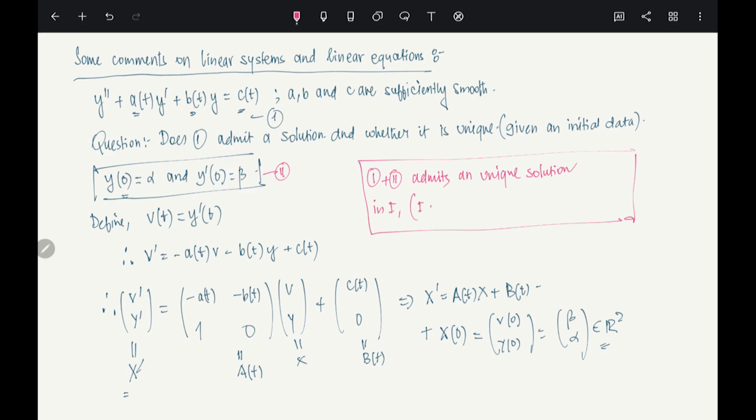And what is I? I is the interval where A, B, C are continuous. So basically the common interval where A, B, C are continuous. You do realize that just continuity of the coefficients is enough to guarantee that there is a solution here. So that is what we will close our video with.